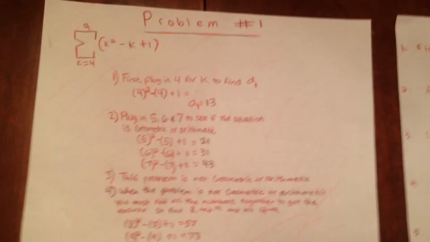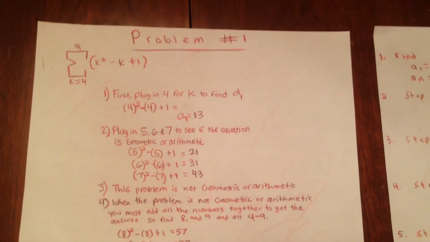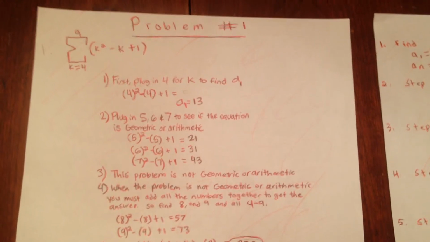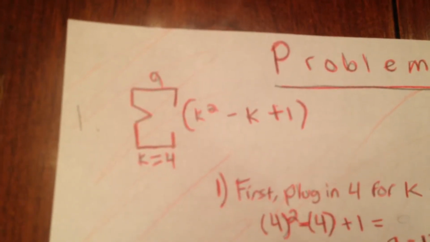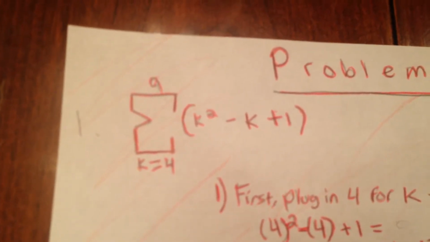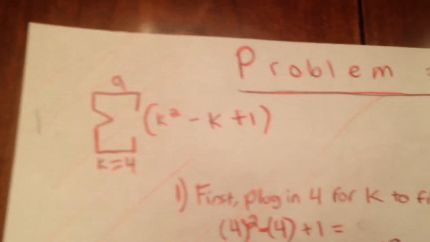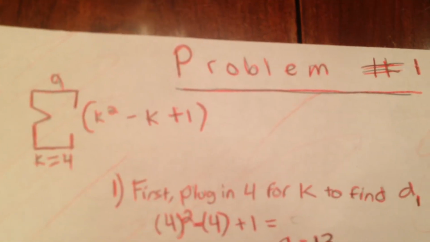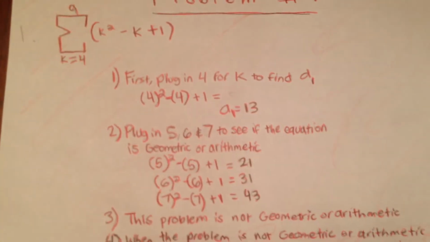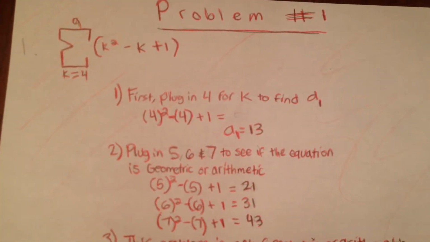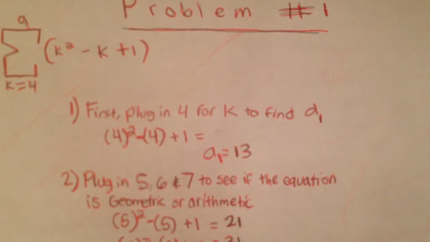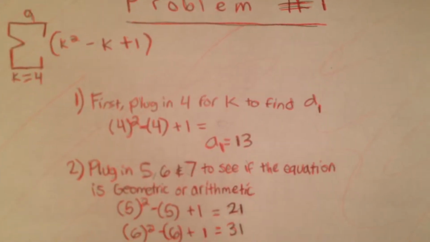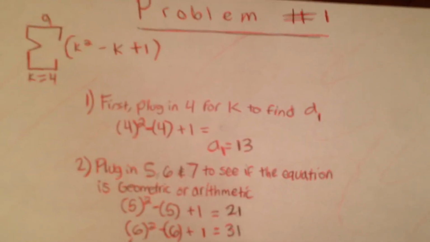So I'm going to take a look at some example problems. The first one is a sum problem. The problem is given to you up here. You have the sum sign. At the top it's the number 9, then below it k equals 4, and then the formula k squared minus k plus 1. So the first thing you need to do is find out what a sub 1 is. So you plug in 4 for k because it tells you below that k equals 4. So 4 squared minus 4, plus 1, and you get 13.